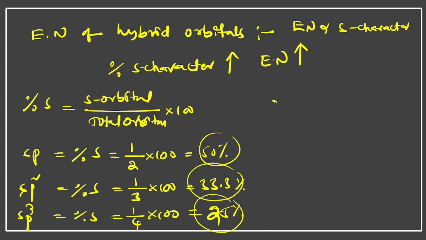Generally, the electronegativity of sp is greater than sp2, which is greater than sp3. This is the electronegativity of hybrid orbitals.